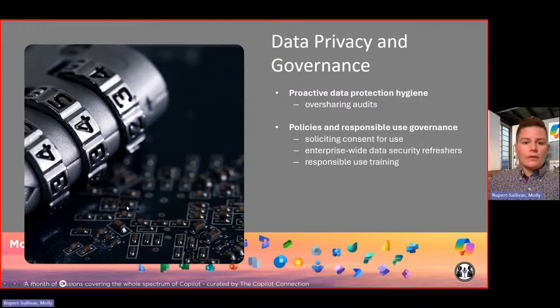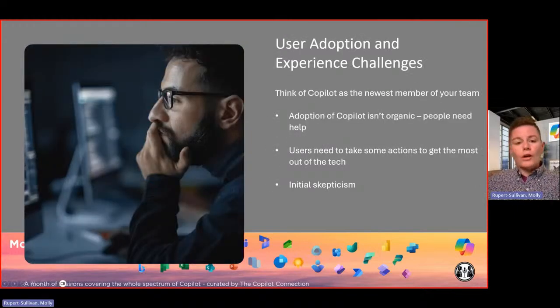Okay. The second area we're going to look at continues on the people thread here. So we're going to continue to look at the human side of the equation with adoption and experience. There's 3 things to consider within this challenge area. The first is to recognize that Copilot adoption isn't organic. People are going to need help. The second is that there is effort on the user part.